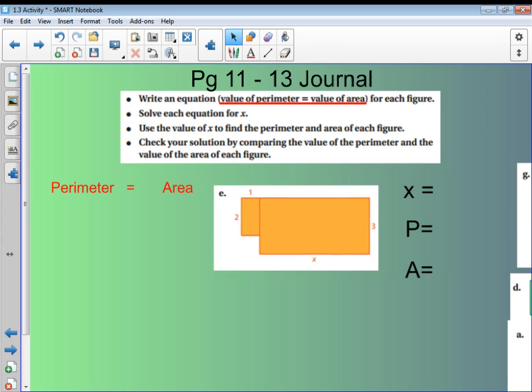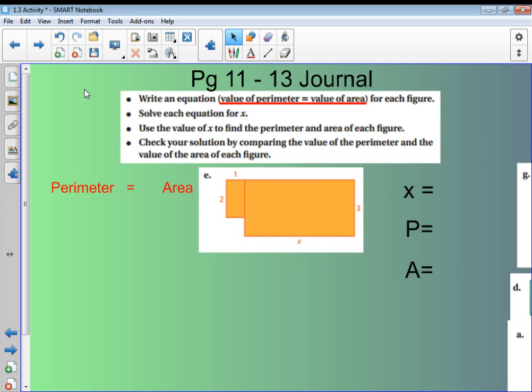Okay, so we're going to work with this complex figure. And the reason it's complex is because it's composed of more than one rectangle. So we're still going to have to think our way through the process here. When we do perimeter, it is still going to be the distance around the outside.